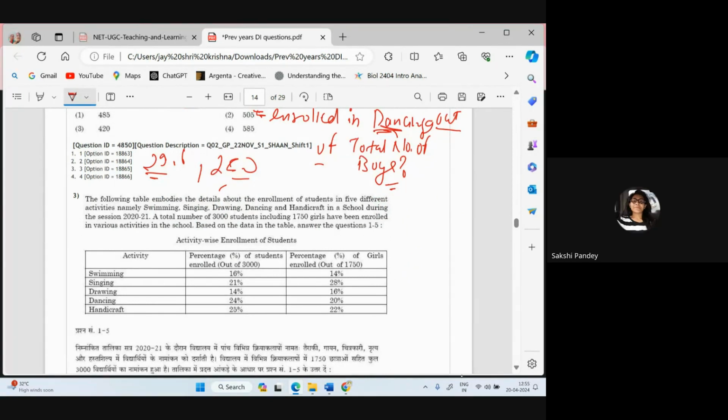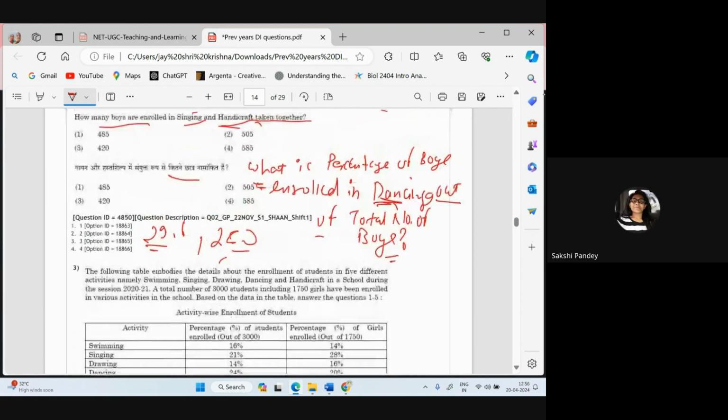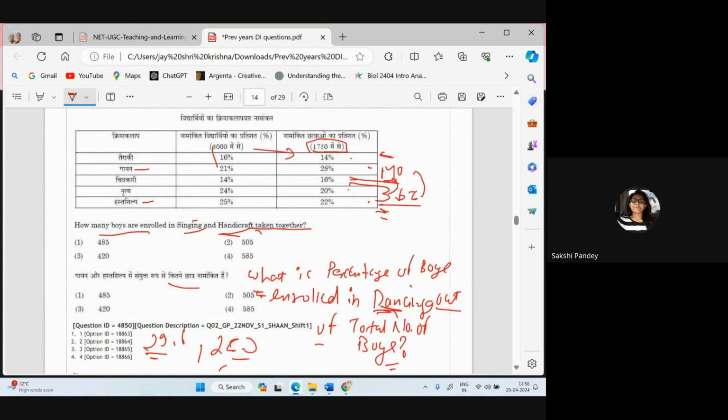This is a more complex question. Yes, sir, got it. So, sir, 576 was the number of boys, right? 576 is the number of boys enrolled in dancing.